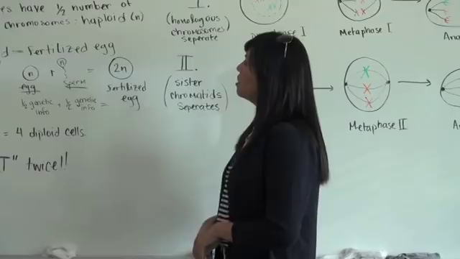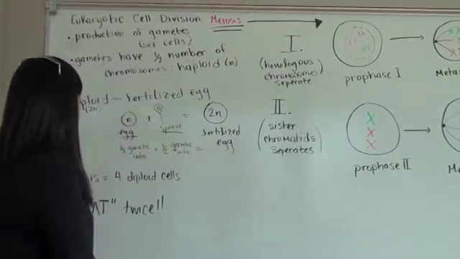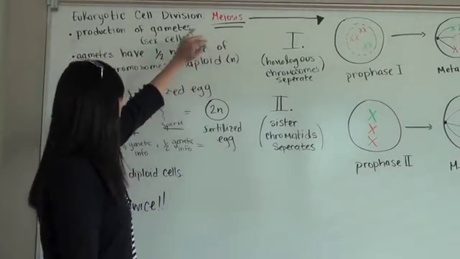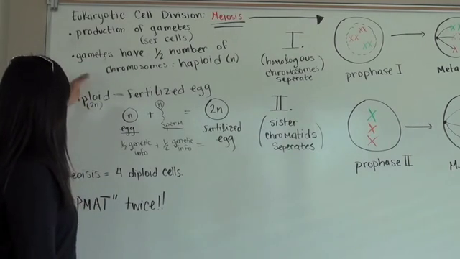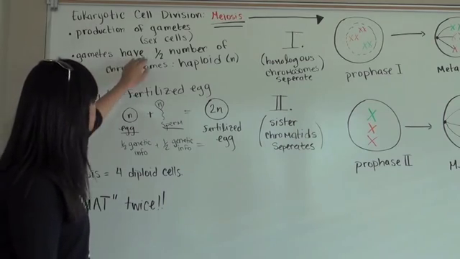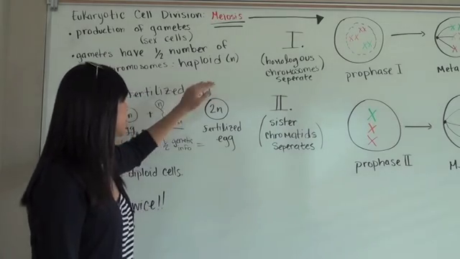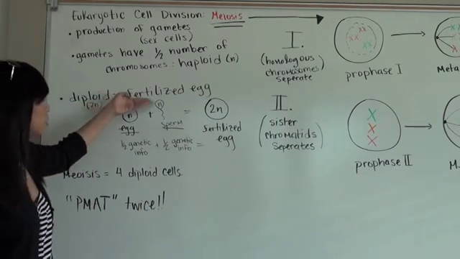Okay, so meiosis is another eukaryotic cell division, and it's pretty much the production of gametes, or sex cells. Gametes have half the number of chromosomes, which is called haploid. And a diploid is a fertilized egg.